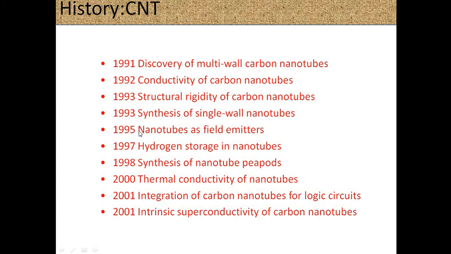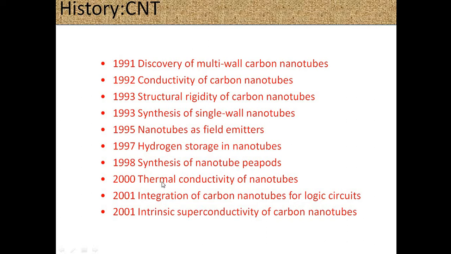Then in 1995, the nanotubes were used as a field emitter. Then in 1997, the nanotubes were used for hydrogen storage. These all were lab applications, not commercial applications, lab applications. In 1998, there was a synthesis of nanotube on FP pods.